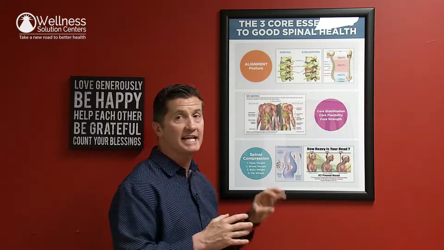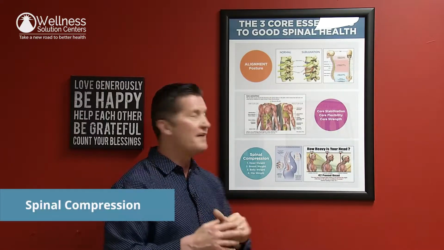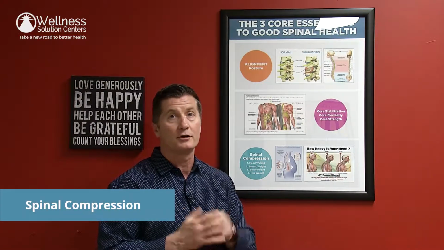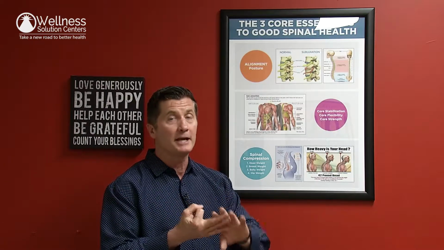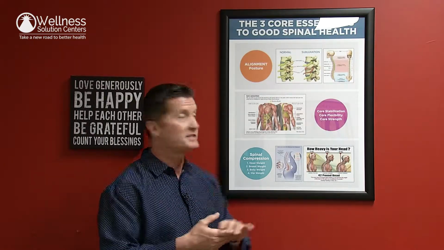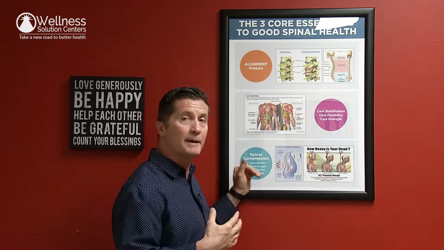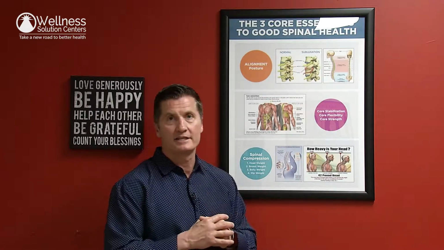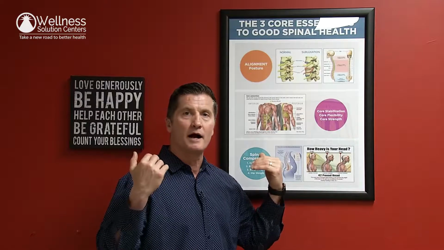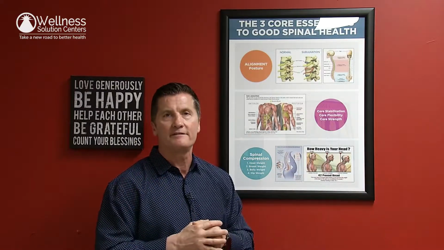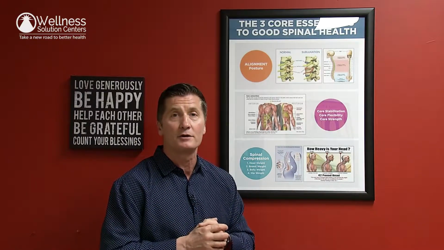And then the last thing is spinal compression. There are 4 things that compress your spine: your head weight, your chest or breast weight, your hip weight, and your belly weight. If you're carrying too much weight, think about it. If you're carrying 50 extra pounds, think about a 50-pound dumbbell on your spine.